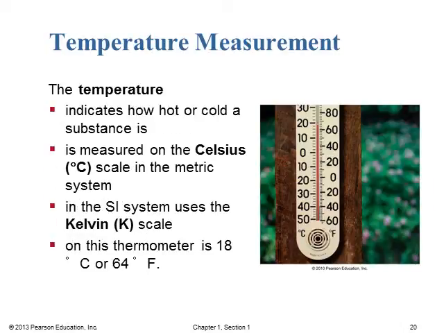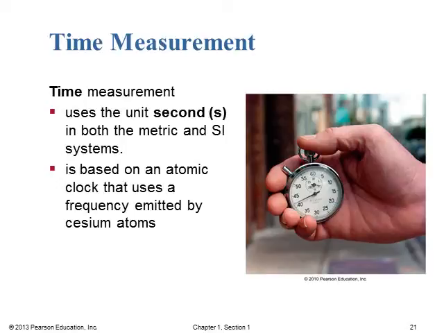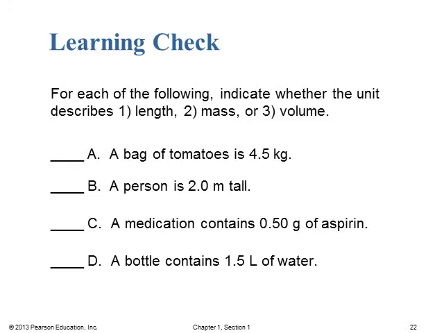Temperature measures how hot or cold something is. We also say that temperature is synonymous with how much energy something contains. In the metric system, we use the Celsius scale, and in the SI system, we use the Kelvin scale. We'll talk about that conversion shortly. The time scale that we use for the metric and SI system is seconds, and we just measure that by stop clocks and atomic clocks.